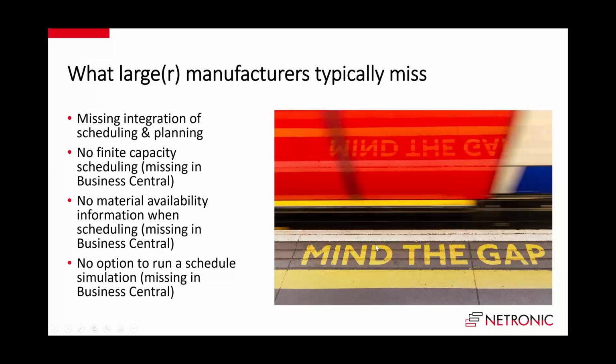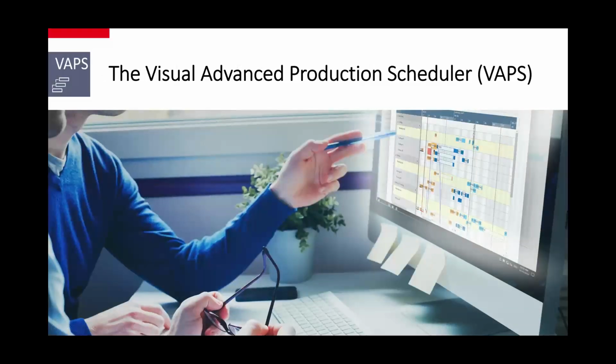And because these gaps exist in Business Central, but also because of the way the bread and butter product is built that integrates with standard Business Central, we built a product that first closes all these gaps that we saw in Business Central, and then we could work on a better integration. We built a product that enhances Business Central and then allows for a more powerful planning and scheduling. And this is the Visual Advanced Production Scheduler, VAPS.